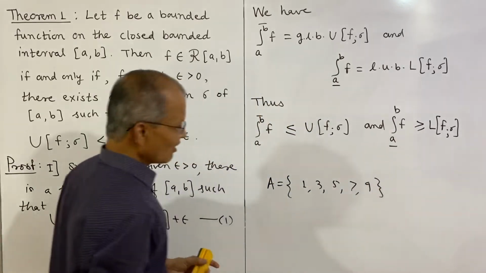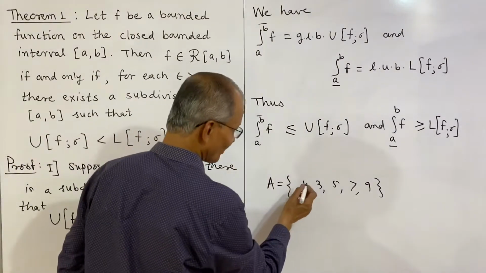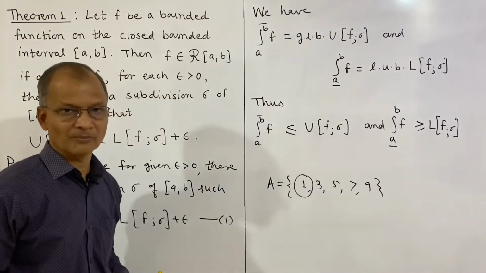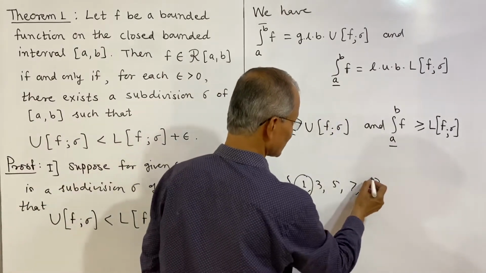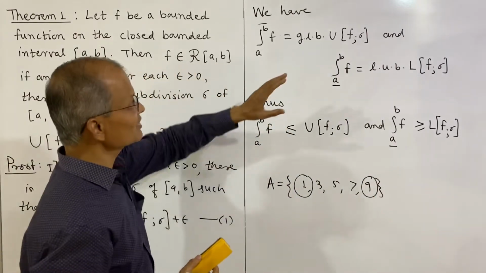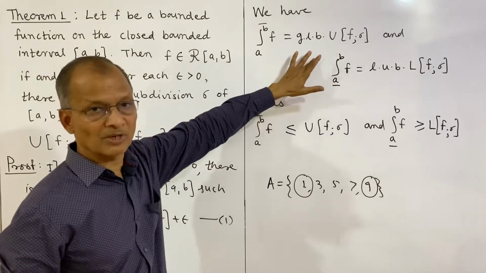For example, what is the greatest lower bound of this A? GLB for A is 1, so that is the smallest value. And what is the least upper bound of A? That is 9. So this means here this is the GLB, the upper integral is GLB of upper sum.